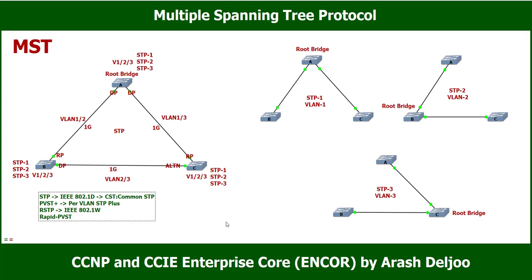Okay, but here we have one disadvantage. Let me explain the disadvantage of Rapid PVST and also PVST Plus. What is the disadvantage of the per VLAN methods? Okay, this is the first time we are talking about the disadvantage. You know that both PVST Plus and Rapid PVST are trying to use the links more efficiently, and the difference between them is related to the speed of convergence. Okay, but what is the disadvantage of the per VLAN method?